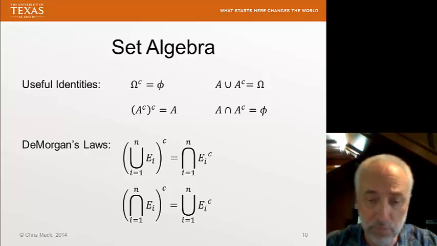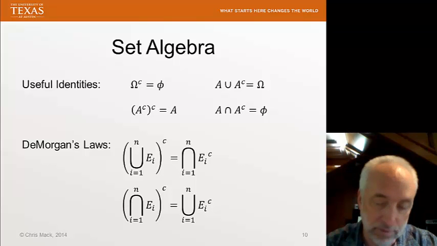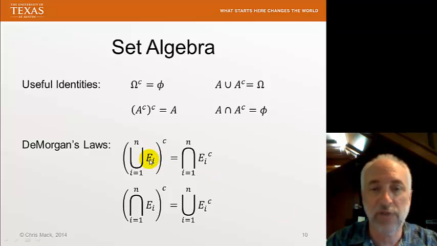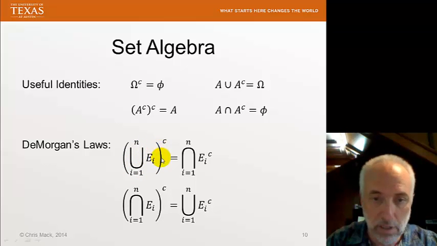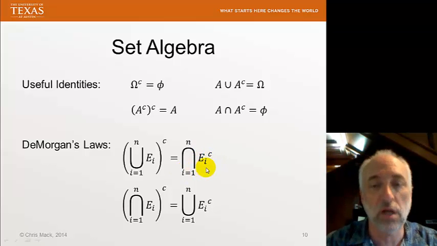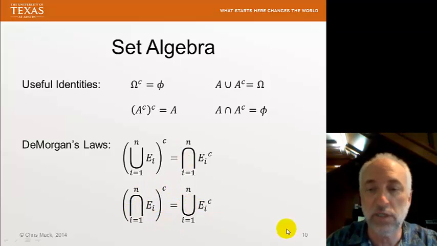A little less obvious is De Morgan's laws. De Morgan's laws say if I have a set of events and I take the union of those events, then I complement the whole thing when I'm done, that's the same thing as complementing the events first and then taking the intersection of all of those events. Reverse what's a union and what's an intersection, and I get the other De Morgan's law.